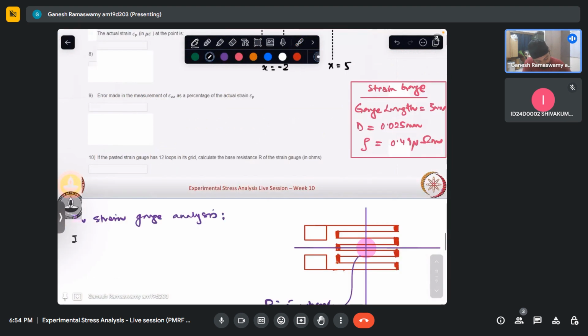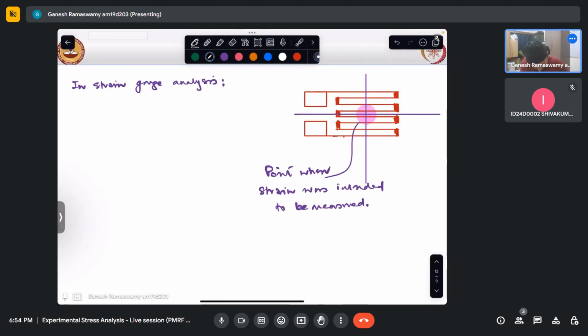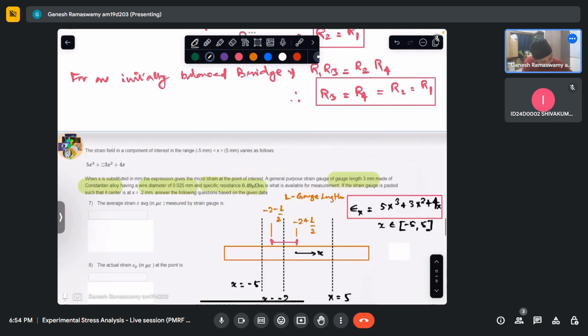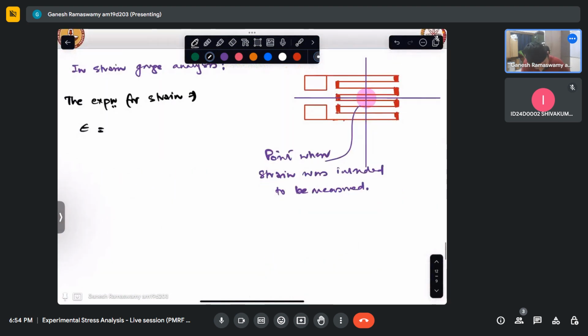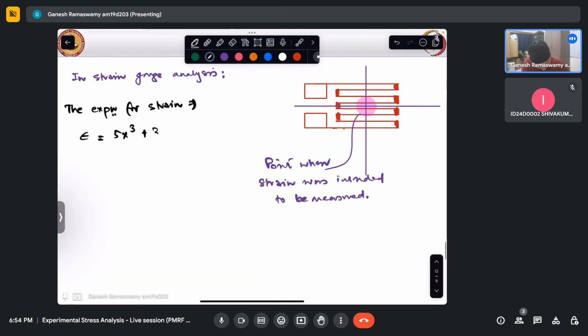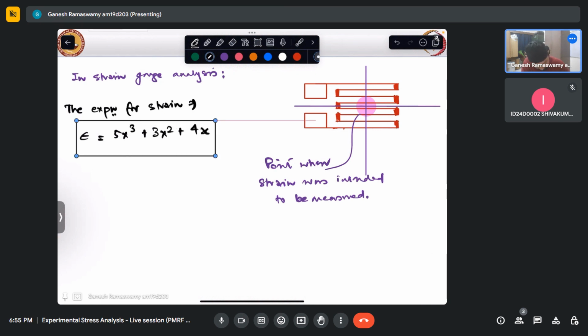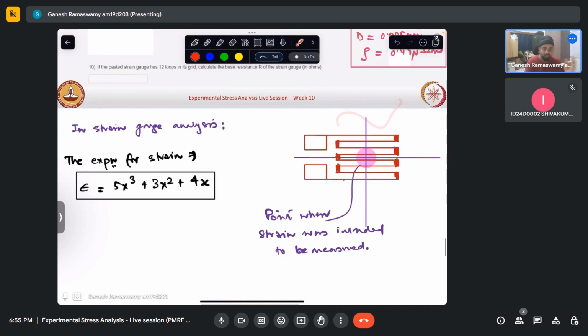So let us see how that comes about. The expression for strain is given by epsilon is 5x cubed plus 3x squared plus 4x, something we have. And this has some variation. So this will have some variation from here to here. This will have some variation along its gauge length, which will actually play a role in changing its resistance.